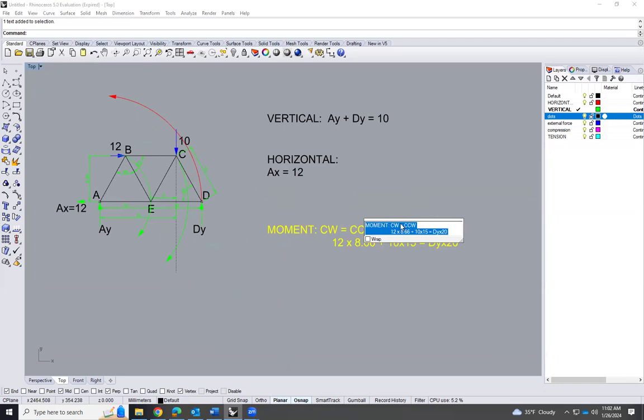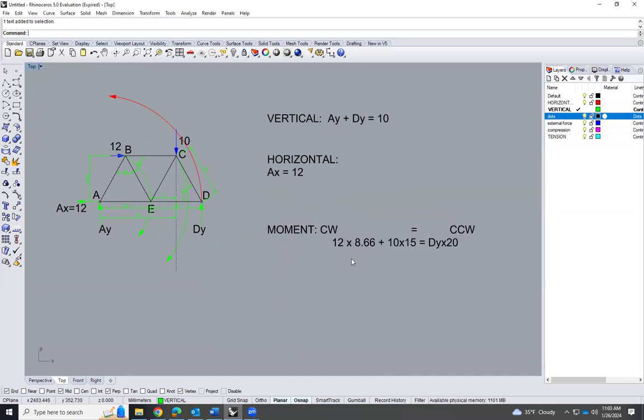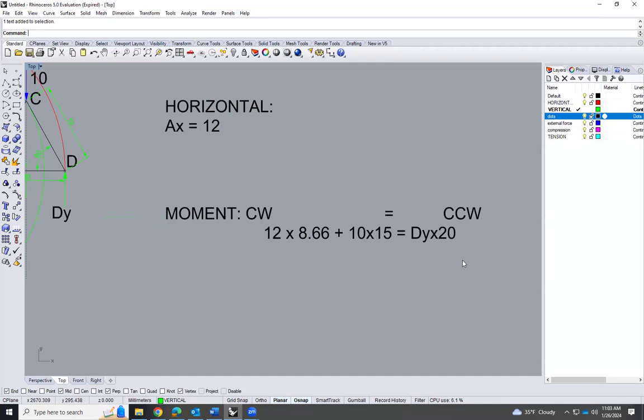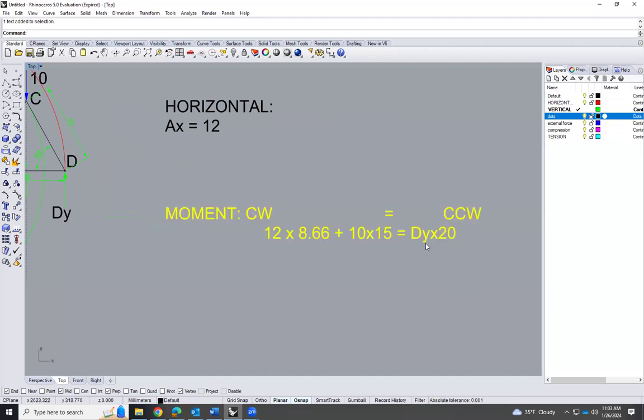Okay, if we want to put this in a different way, what we have clockwise equals what we have counterclockwise. So counterclockwise, dy times 20. Clockwise, 12 plus 8.6, 10 times 15. Okay, so with this, I think we can calculate dy.